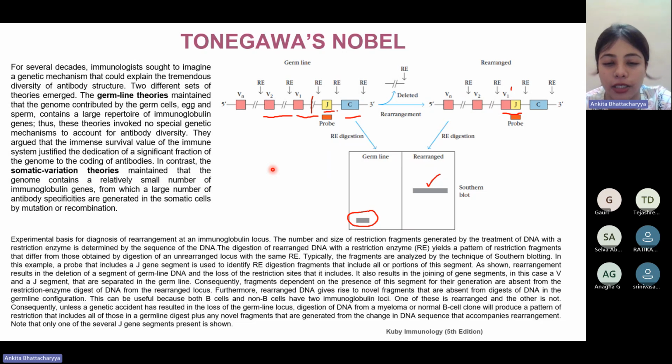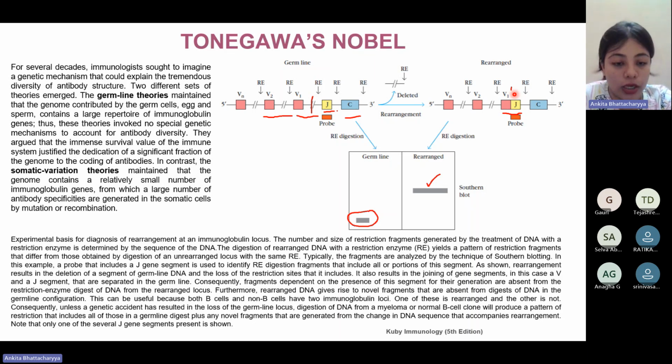Again, this might be a little too wordy, but please interrupt me if it is not clear. So fragments that are dependent on the presence of this segment for their generation are absent from the digest of the rearranged locus. In simple words, in the rearranged locus, the portion where restriction enzymes could have cut is now lost, and therefore restriction enzymes cannot cut it.